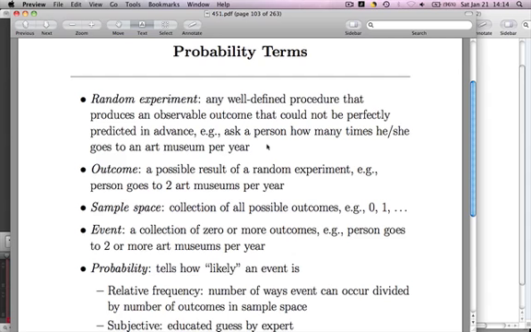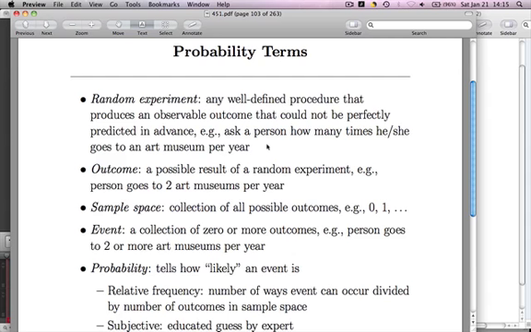So the classic example of a random experiment is flipping a coin. The well-defined procedure is I take a coin out of my pocket, I throw it up in the air, and I don't know what's going to happen. If I were to roll a die, that would be another example of a random experiment. I expose somebody on the New York Times web page to a banner ad. Well, I don't know what's going to happen. Either the person clicks on it or not. So these are all examples of random experiments.